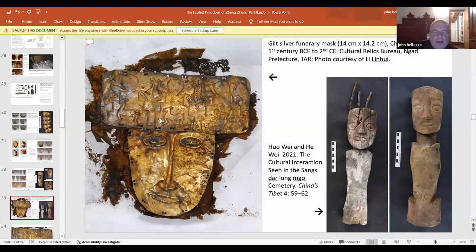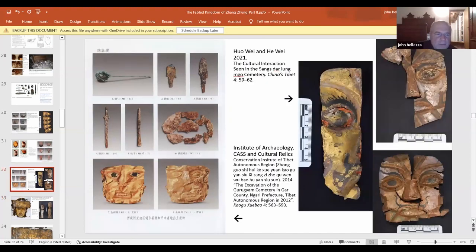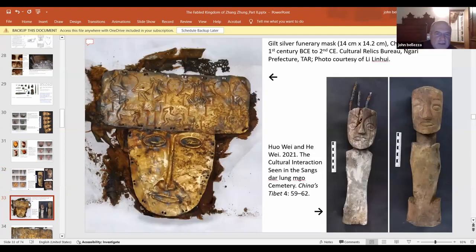Now here we have on the left the most spectacular gilt silver mask found in Guge. Similar golden masks of this style have been found in Mustang, but this is a very unique one here, very detailed, with repoussé figures. We'll look at it a little more closely in a moment, with a very long nose bridge and oval eyes.